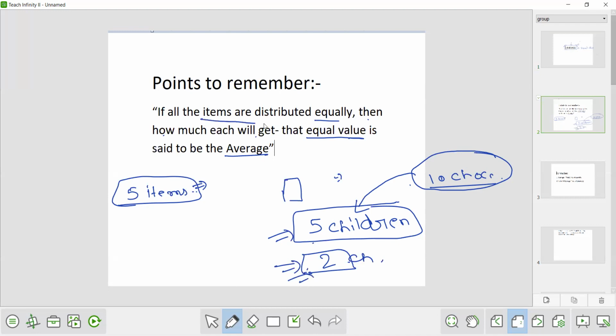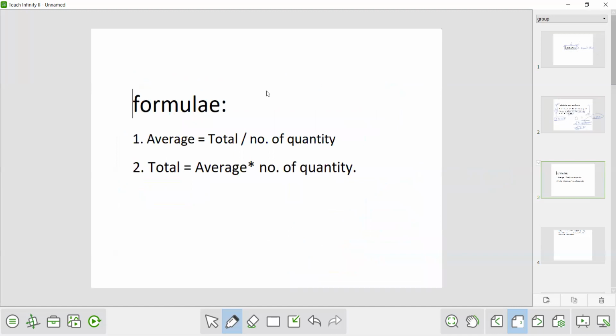Means when all the items are distributed equally, then how much each will get, that equal value is said to be the average. This is a very important concept in itself. I will solve a lot of questions on the basis of this concept. Regarding the formula part, there is no such formula required in average. Only one thing we need to remember, that average is total upon number of quantity, and whenever you have to find the total, you multiply the average by the number of quantity, that becomes the total.